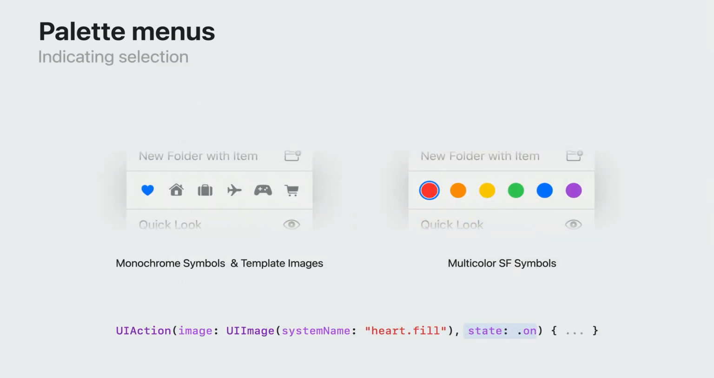Since elements in a palette are relatively small, selection isn't indicated with a check mark, as it is in regular menu elements. Instead, UIKit will choose the appropriate selection indicator based on the provided image. If all elements in the palette use monochromatic SF symbols or template images, the selected element is tinted with the app's tint color. If the elements have multicolored SF symbols, a tint color stroke is drawn around the selected one.